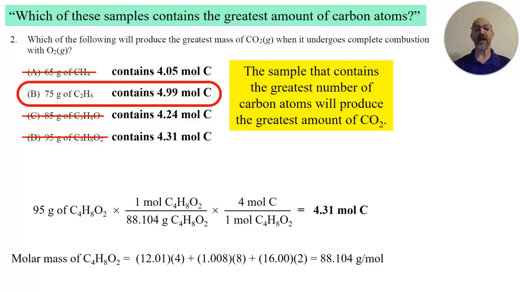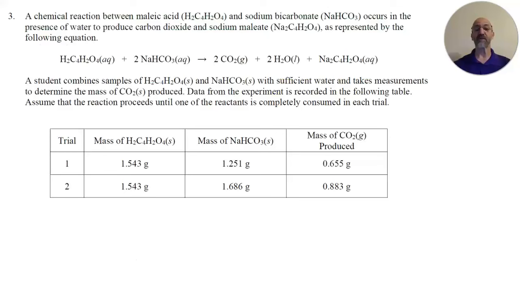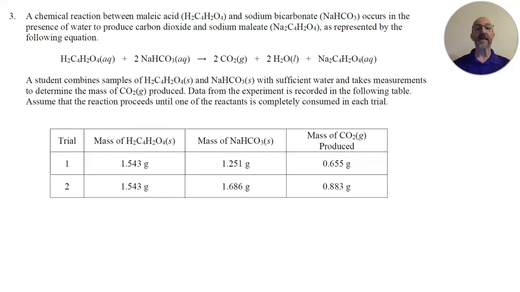Now let's take a look at question 3, which is a free response question. In question 3, we are given a balanced chemical equation, and it says, a chemical reaction between maleic acid and sodium bicarbonate occurs in the presence of water to produce carbon dioxide and sodium maleate as represented by the following equation. So again, we have a balanced chemical equation, and then I can see a data table.